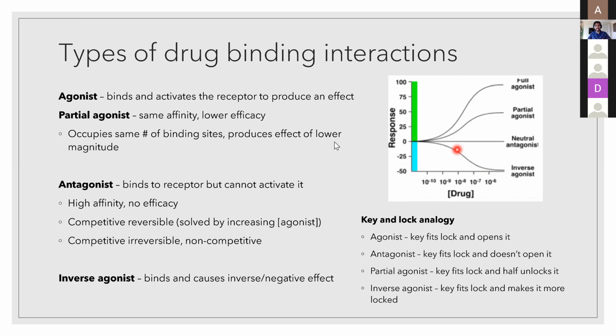And if you still don't quite get it, there's a key and lock analogy that helps you understand it. The key is the drug, the lock being the enzyme or the receptor. With an agonist, the key fits the lock, it has affinity and it opens it, it has efficacy. An antagonist fits the lock but doesn't open it, it has no efficacy. A partial agonist is where the key fits the lock and half unlocks it. And this is where the analogy becomes a bit of a stretch, but an inverse agonist is where the key fits the lock and somehow makes it more locked. Maybe the key gets stuck in the lock and it's harder to open now. Whatever you need to make the analogy work.